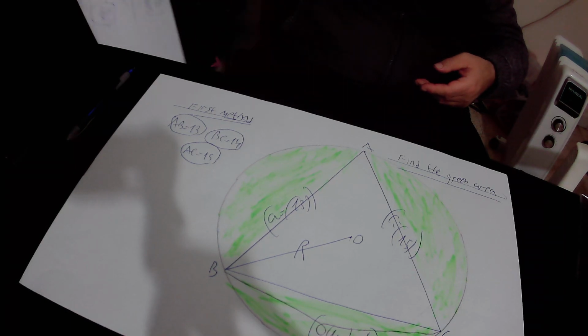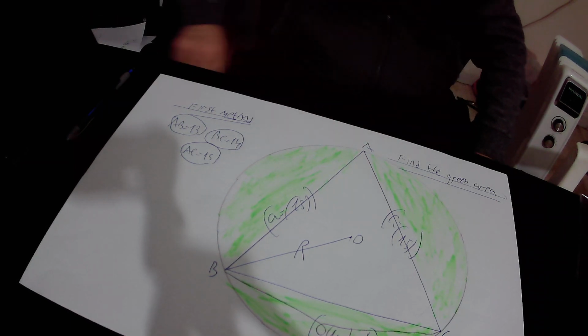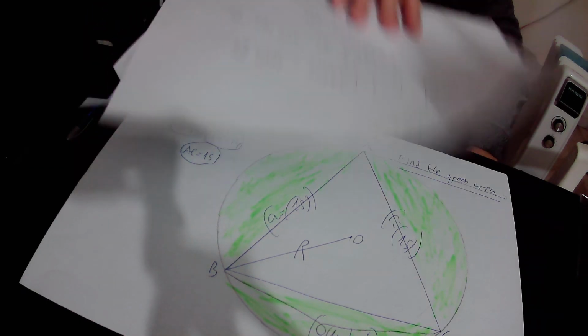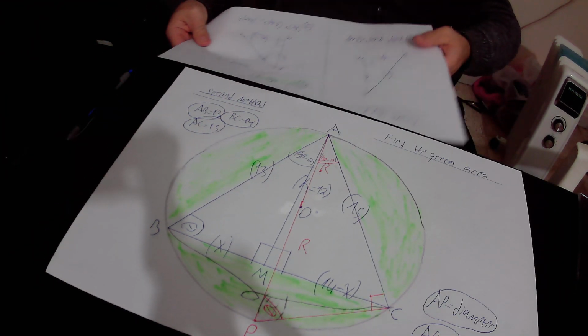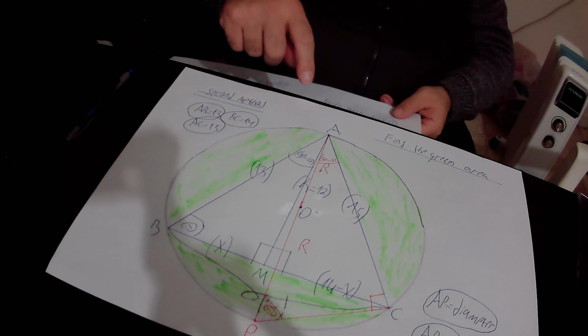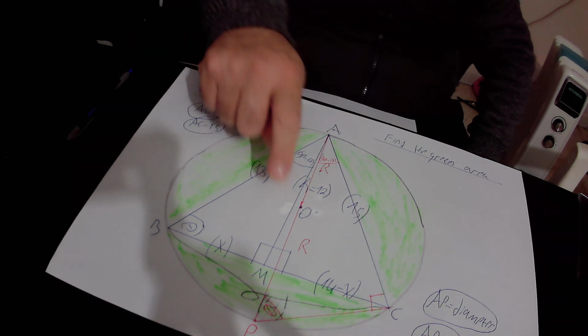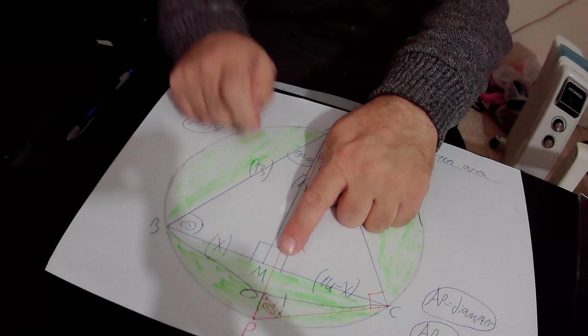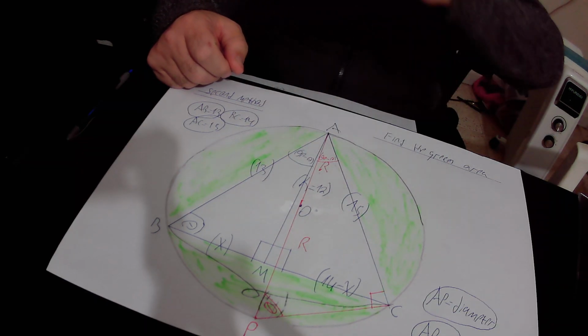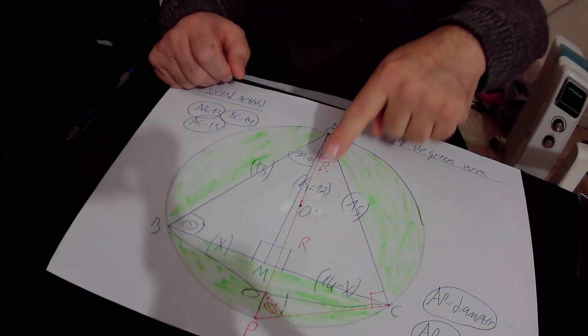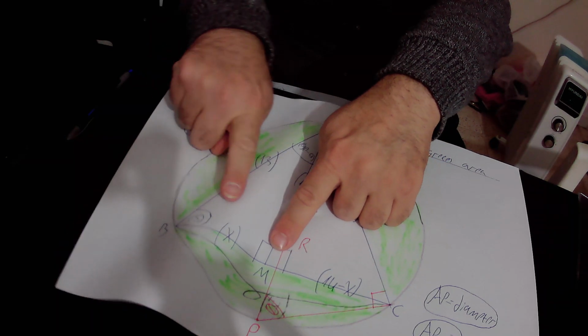Then I presented to you how to find the area of this green shape according to the second method. In the second method, we did the construction, that is to say from point A, we draw a perpendicular on BC. So this angle equals 90 degrees and this angle equals 90 degrees according to our construction. We define the touching point of the perpendicular from point A and BC as M. We define side AM as H and side BM as X.